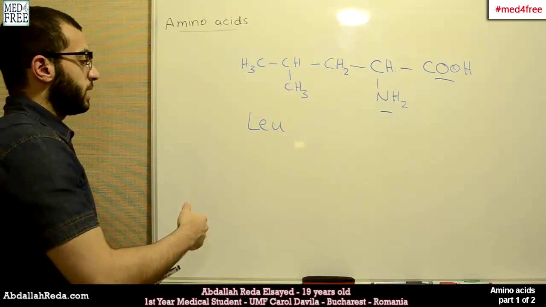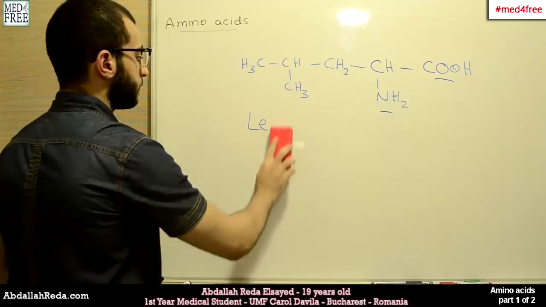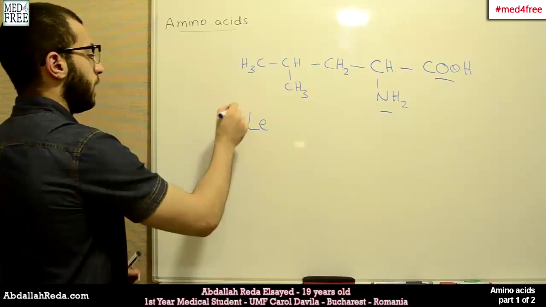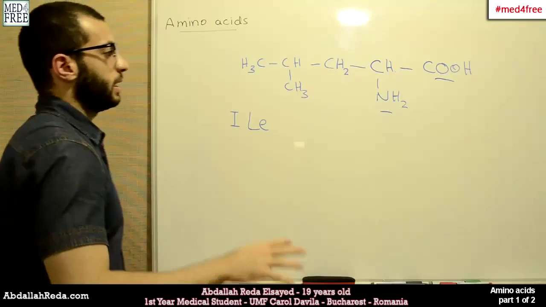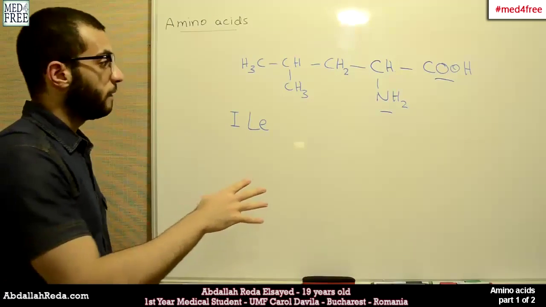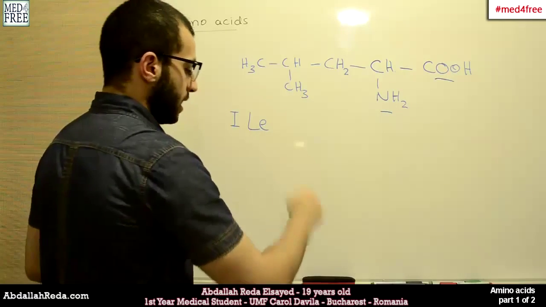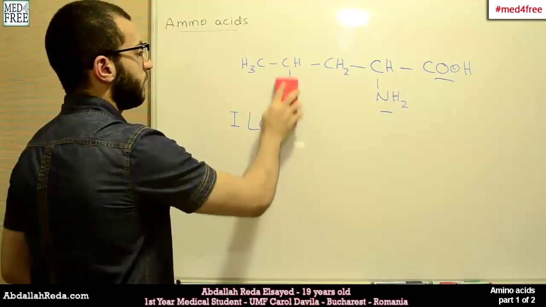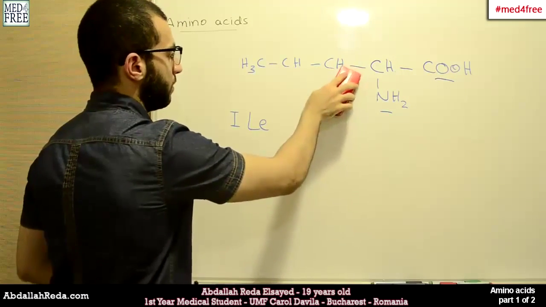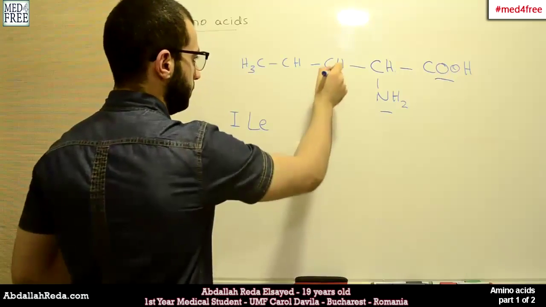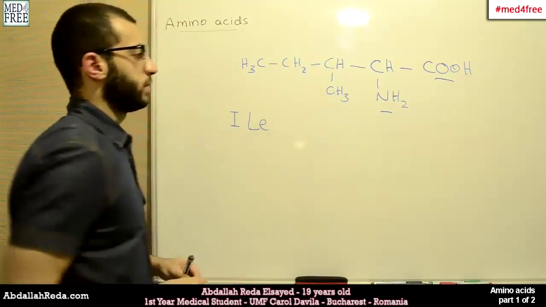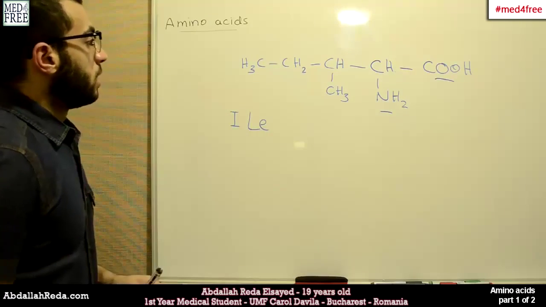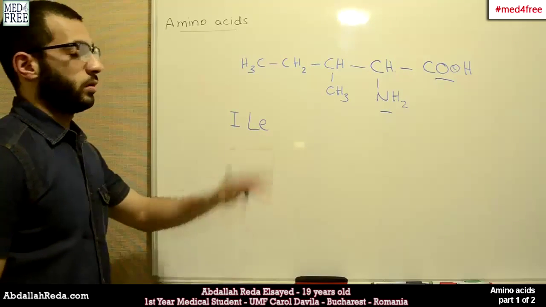The next amino acid is called isoleucine, I-L-E. Iso means that it has the same structure but with a different formation. So instead of having the methyl group here, it moves to the other carbon, to this one. And here we'll have CH2. So this is isoleucine.